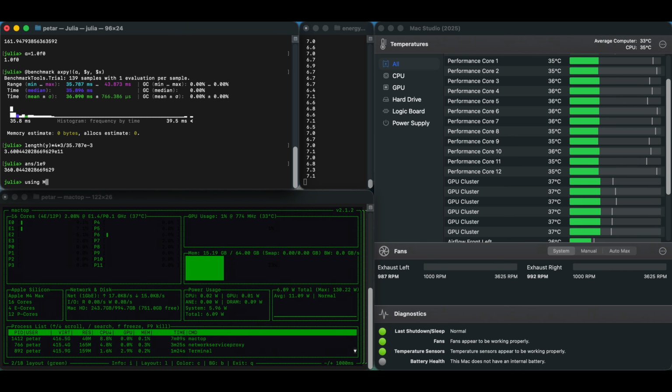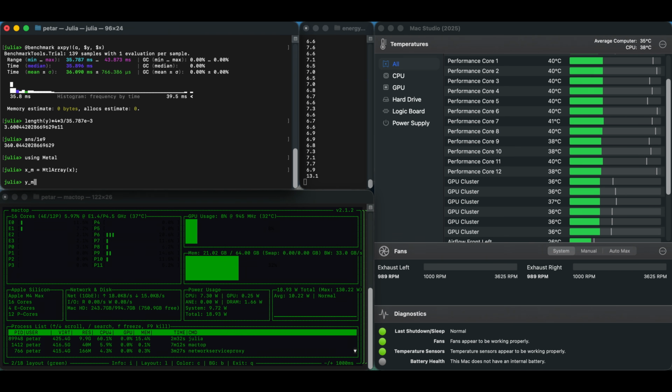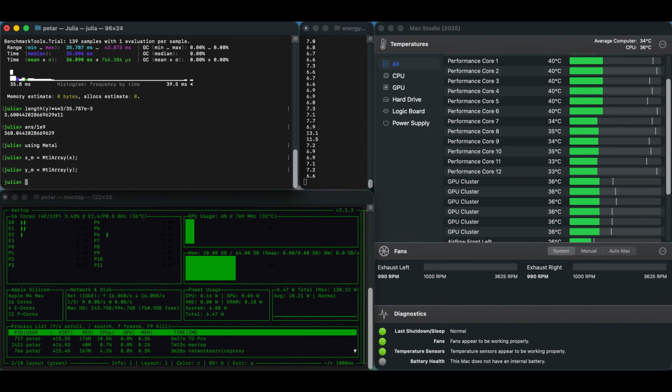Now we move to the GPU. We load Metal and transfer the vectors into Metal arrays. Metal is Apple's low-level GPU programming framework. Think of it as the bridge between your code and the GPU. When you write code in Julia and use Metal, you're telling the system, run this computation directly on the GPU instead of the CPU. Under the hood, Metal handles things like sending data to GPU memory, launching parallel kernels across thousands of threads, and synchronizing execution so you can measure performance correctly.